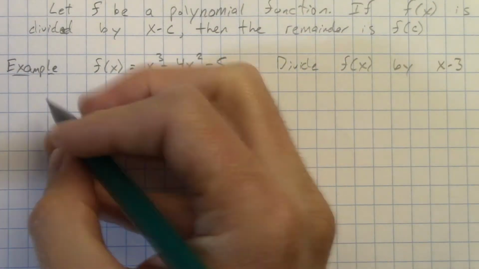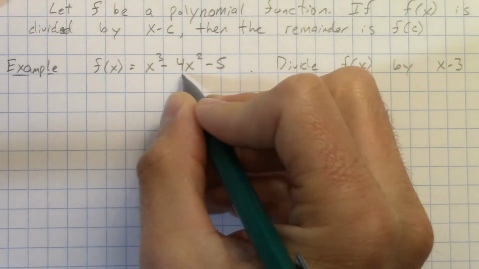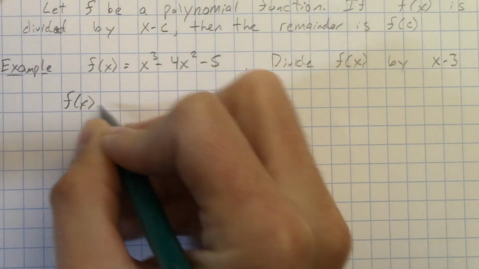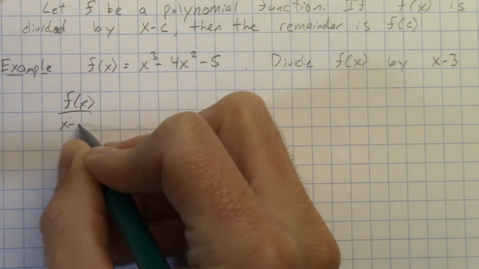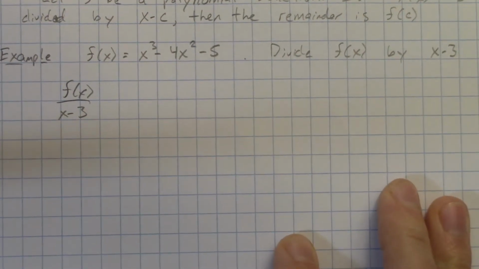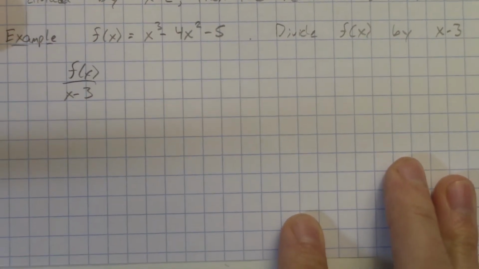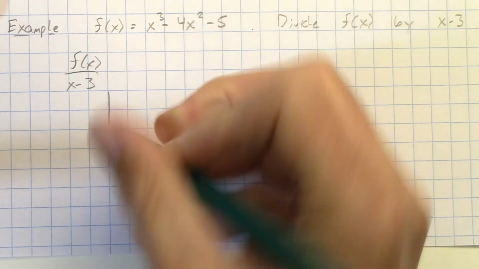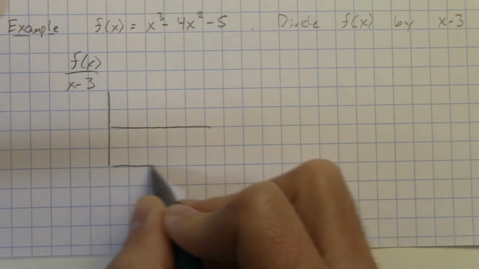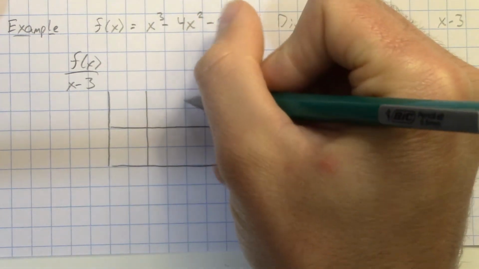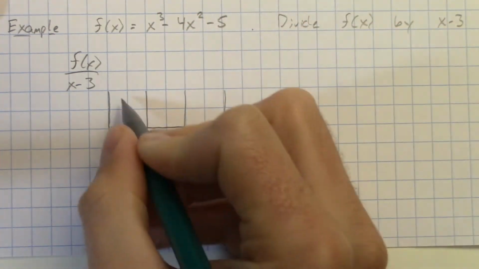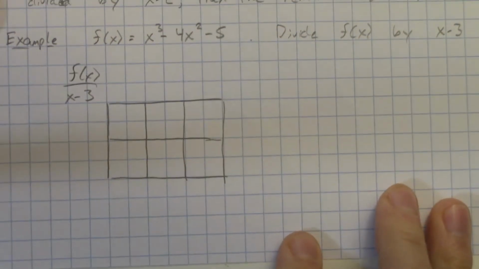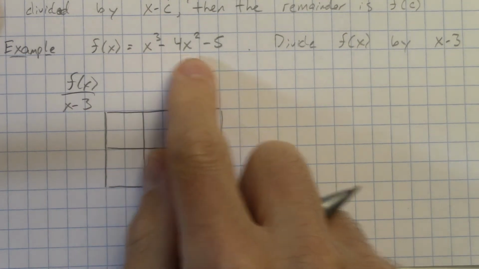We've got x cubed minus 4x squared minus 5. If we wanted to take f of x and divide it by x minus 3, what would that look like the long way? Well, we would do what I did last time, and we would create a box. Now, you will need to use this box in the future, so it's good practice, but there is a shortcut for certain instances, right? So I've got x to the third minus 4x squared minus 5.